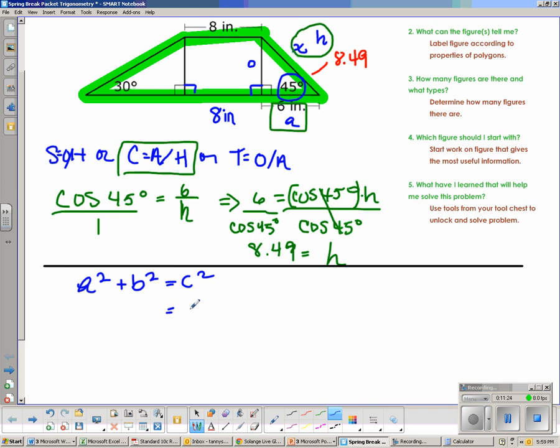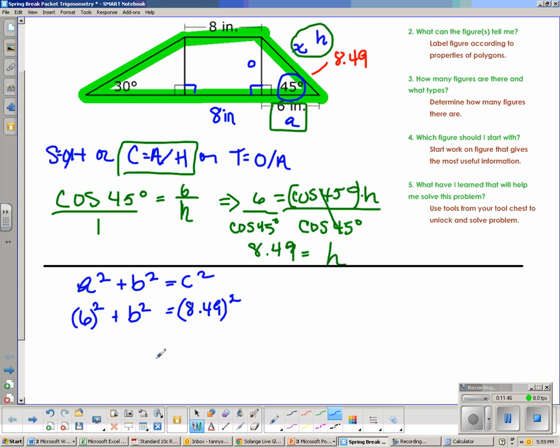So I'm going to go ahead and put my 8.49 squared, and then the other side that we know can be a or b. I'll go ahead and make it a. So 6 squared plus b squared, which is the part that we don't know. We're trying to find the side right here so we can find out what this is.